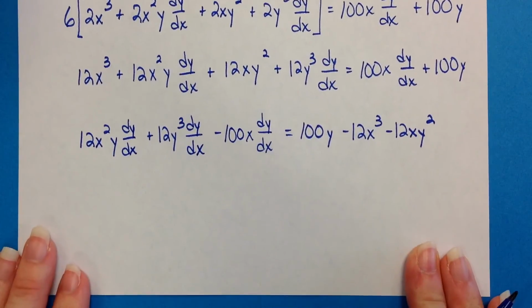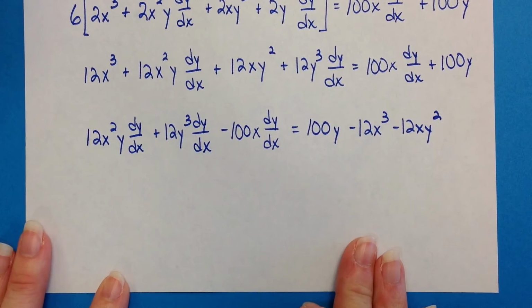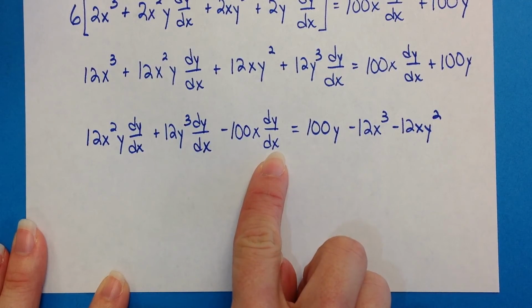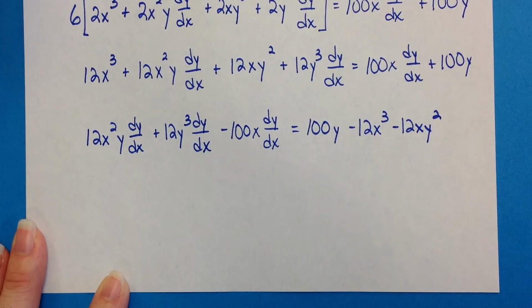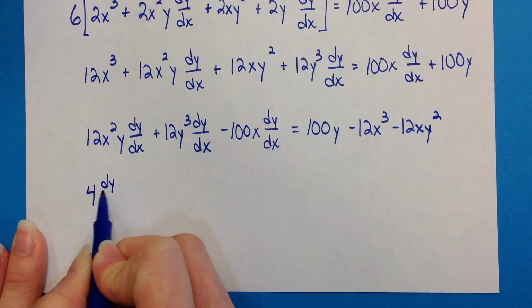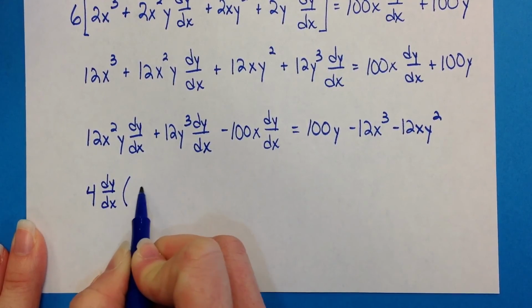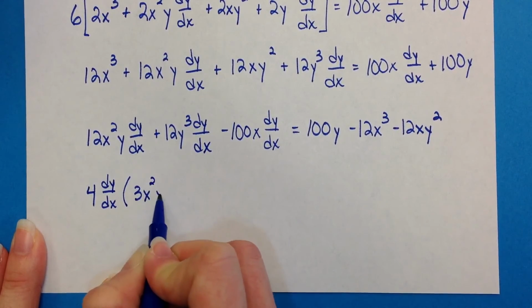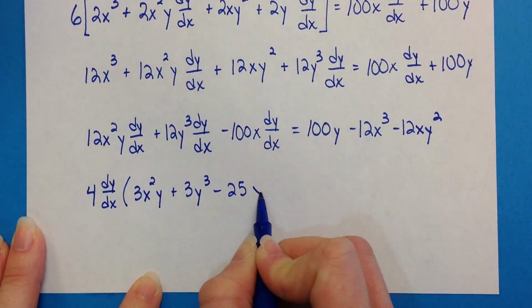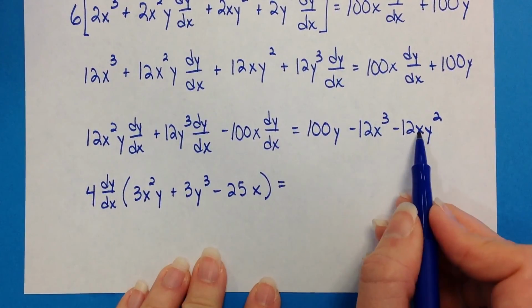Okay. So now, let's see. Of course, they've got the dy dx in common. They also all have a 4 in common. And I'm going to go ahead and take that 4 out as well, because I can take a 4 over here and I'll be able to do some canceling there. So if I take out a 4 dy dx, so I will have 3x squared y plus 3y cubed minus 25x. And let's go ahead and take the 4 out here as well.